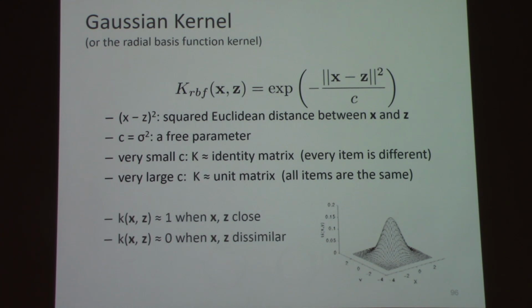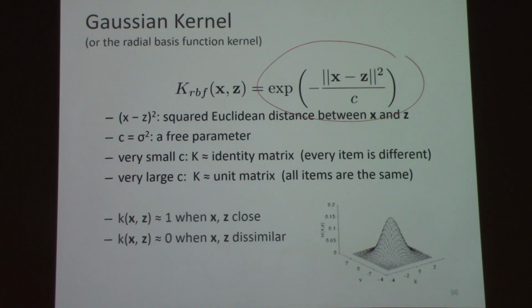First thing to notice is this is a positive number. C is a positive number too, and it's a parameter that you have in the RBF kernel, and this should remind you of the Gaussian function, of the Gaussian distribution.